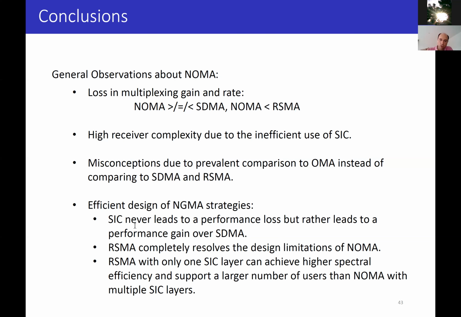So that means that you actually have to build your next generation multiple access upon SDMA, so that you at least satisfy the performance that you have in 4G and 5G, but this extra SIC will give you performance enhancement. And this is exactly what rate splitting does. And so in a way, it completely resolves the design limitation of NOMA because it makes use of the multi-antenna in an efficient manner, because it's optimal from a degrees of freedom perspective. And it does this with a much lower number of SIC receivers.